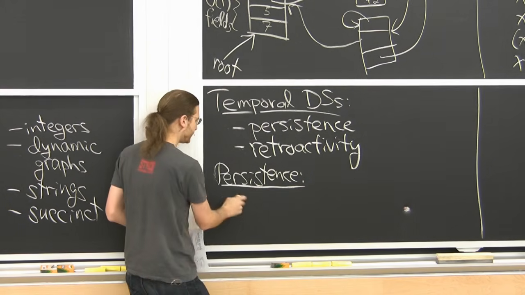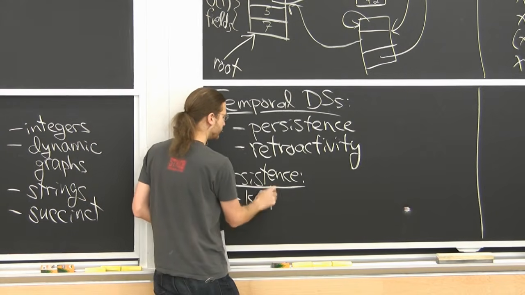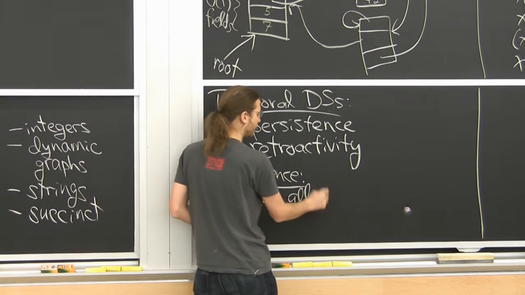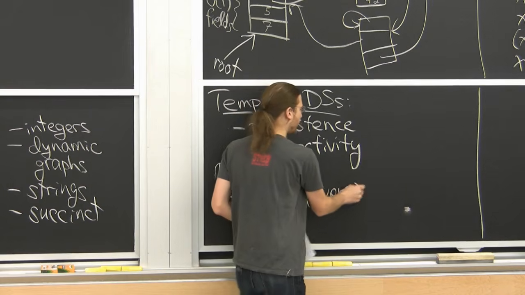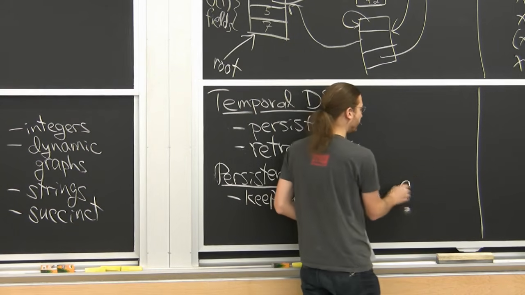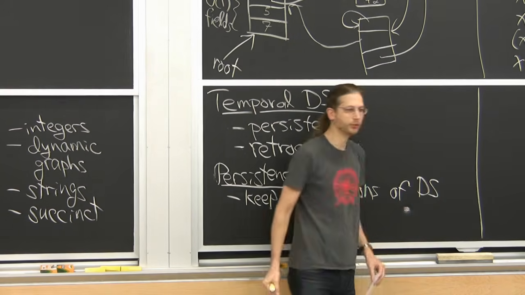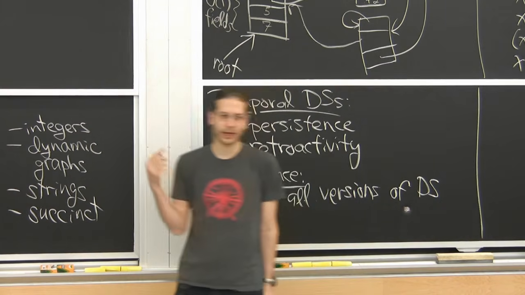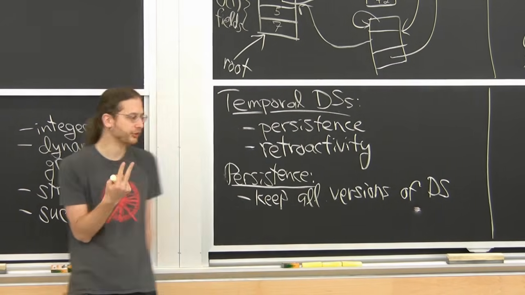The general idea of persistence, or the general goal, I'd say, is to remember everything. And by everything, I mean different versions of the data structure. So you're doing data structures in general. We have update operations and query operations.